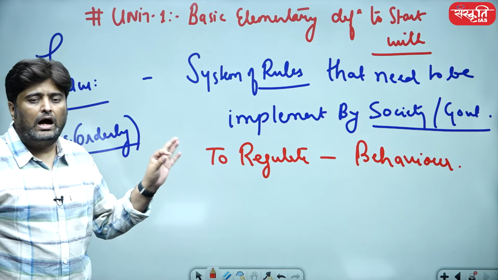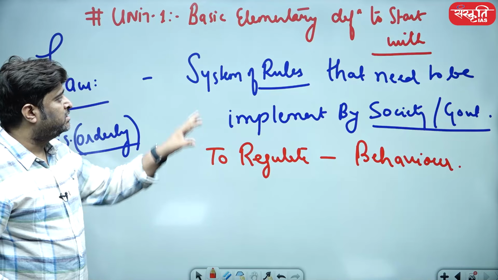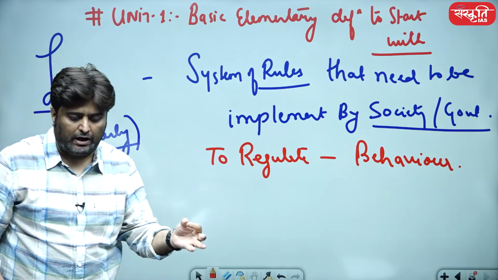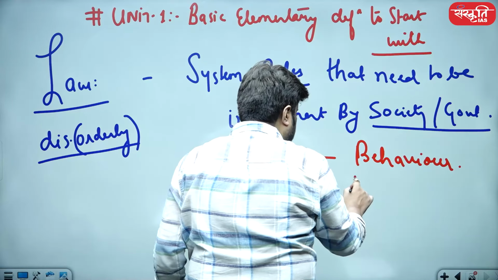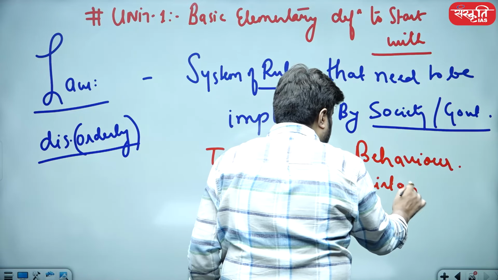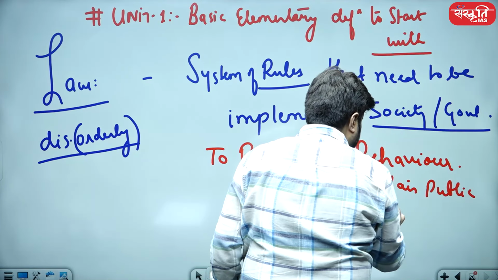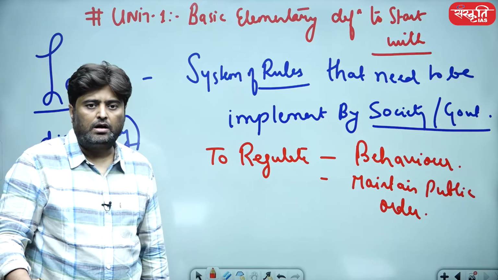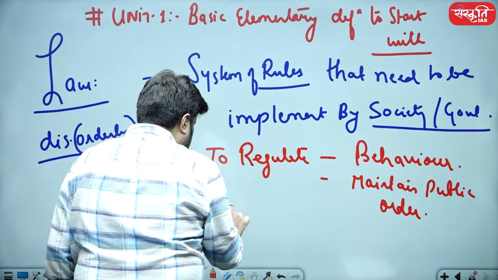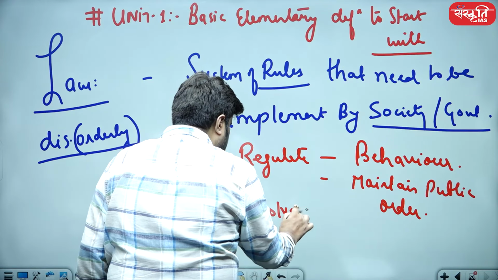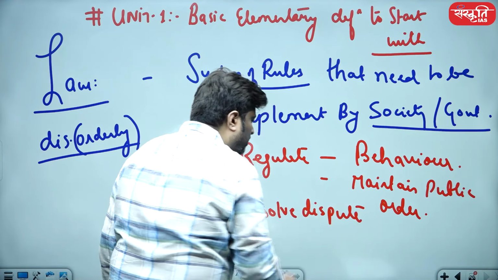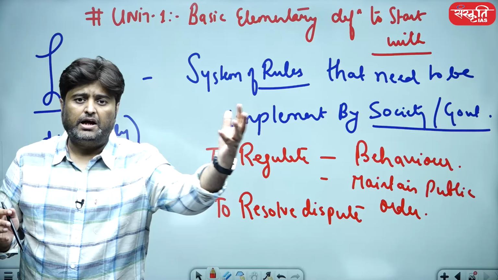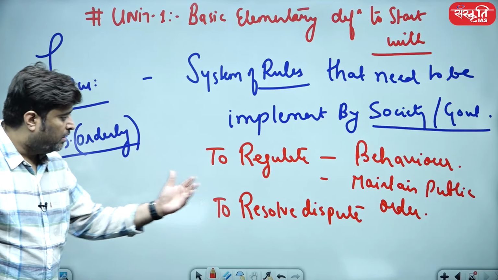Modern day countries are governed by the rule of law. Rule of law means there should be a system of rules that should be implemented by society and government to regulate behavior, to regulate or maintain public order, and at the same time to resolve disputes. Why do we need a law? We need a law to resolve disputes. Disputes between whom? Disputes between state and citizen, and disputes between different citizens. Between two people or between the state and citizens. So we need to have resolution of disputes as well.